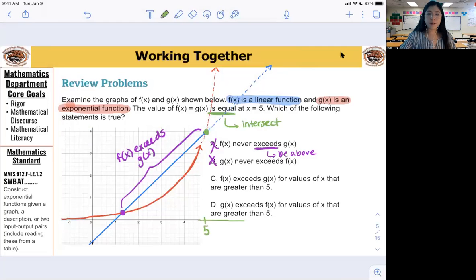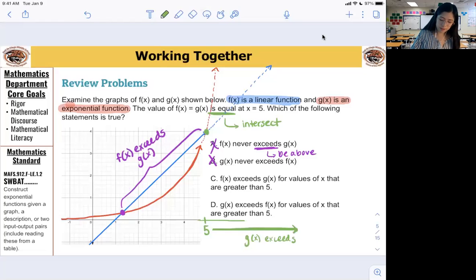So after that 5, from here onwards, who's on top? G of x. G of x is on top. G of x exceeds. That's enough to answer this question. So between C and D, which one would be correct? D. G of x exceeds f of x for values of x that are greater than 5.